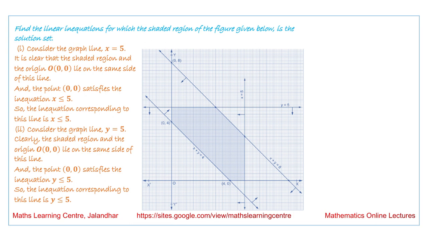Next, in this problem, again we have to find the linear inequations for which the shaded region of the figure given below is the solution set. So again we are having different portions over here. The first is this portion, if we mark the lines over here. Second portion we have is this. Third portion we have is this portion.